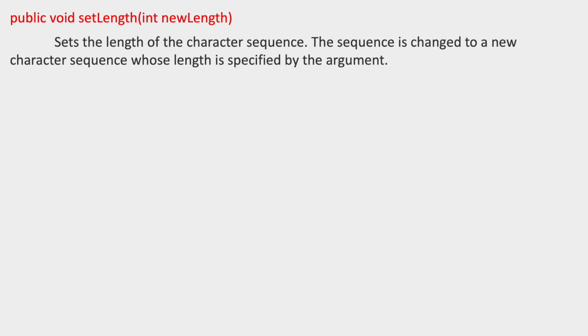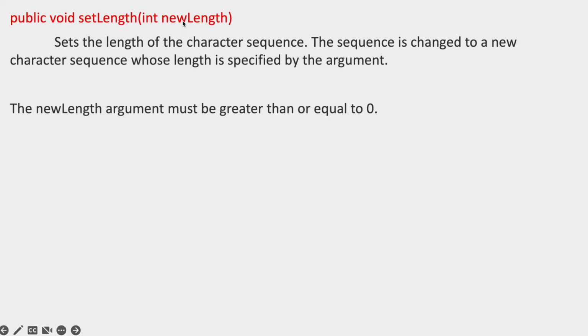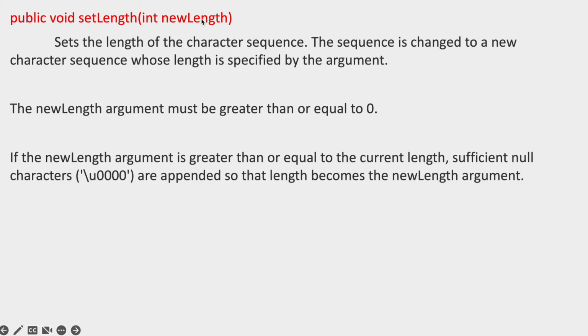The next method is the setLength method. By using this setLength method, we set the length of the character sequence. The sequence is changed to a new character sequence whose length is specified by the argument. That means by using this setLength method, we are able to set the length of the string buffer object. The argument must be greater than or equal to 0.